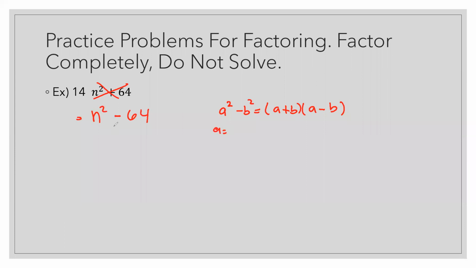So we've got to figure out our a value and our b value. What do you think our a value is going to be? Yes, it's just going to be n because n when squared gives you n squared, right? And what do you think your b value is going to be? Meaning what number when squared gives you 64? Yes, 8. So once you know your a and your b, just put it like the right side of the problem. So it's going to be n plus 8 times n minus 8. And that's it.